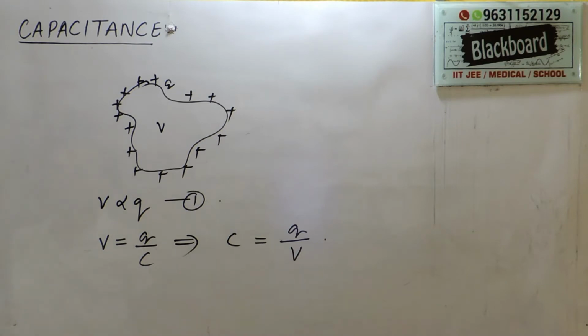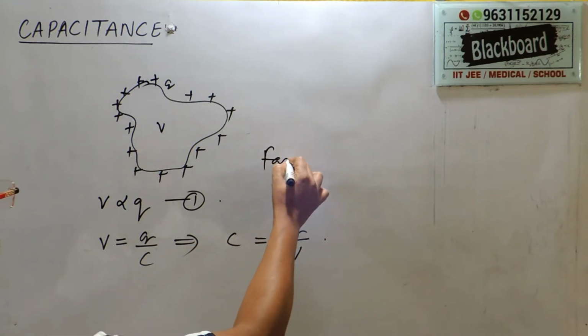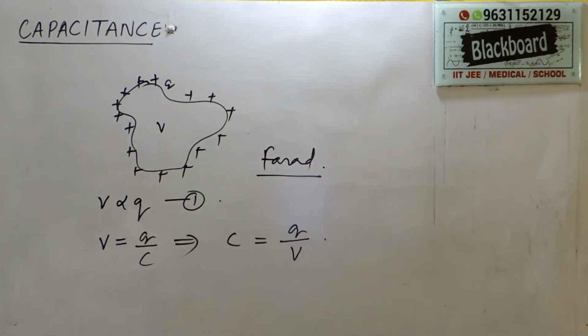Here C is called the capacitance of the conductor, and the SI unit of capacitance is called the farad. 1 farad is equal to 1 coulomb per volt.